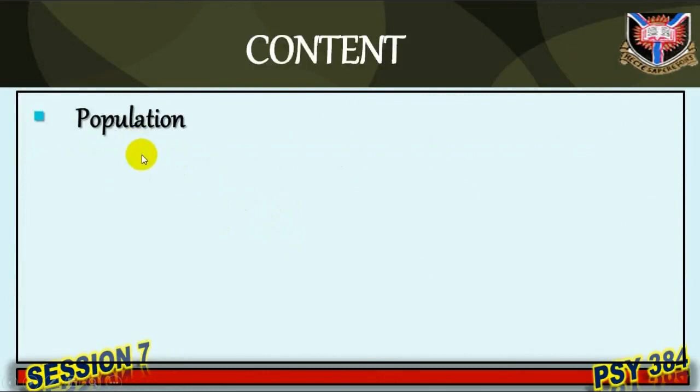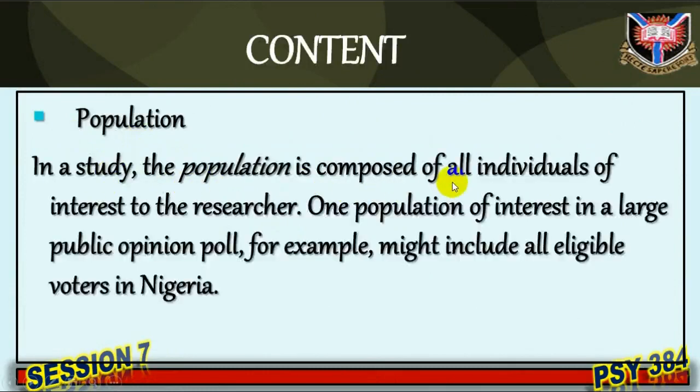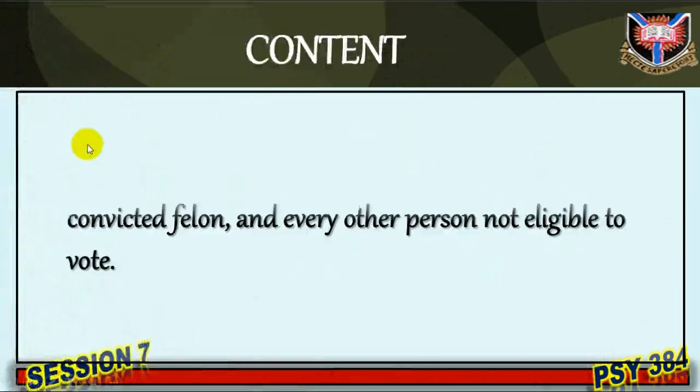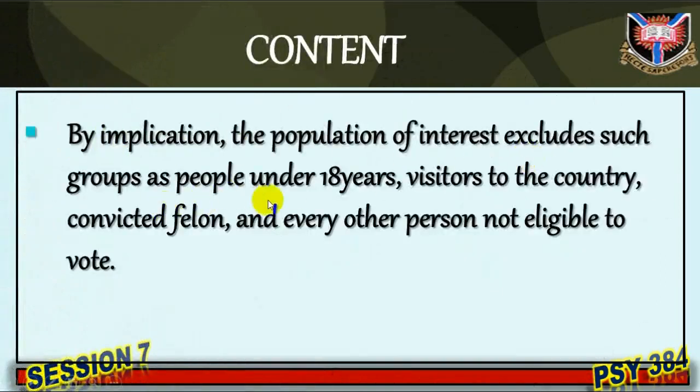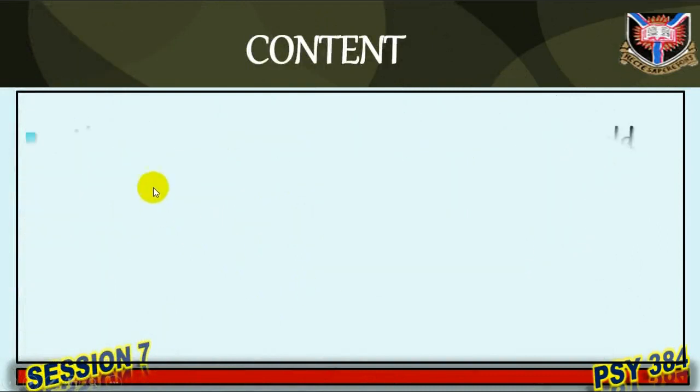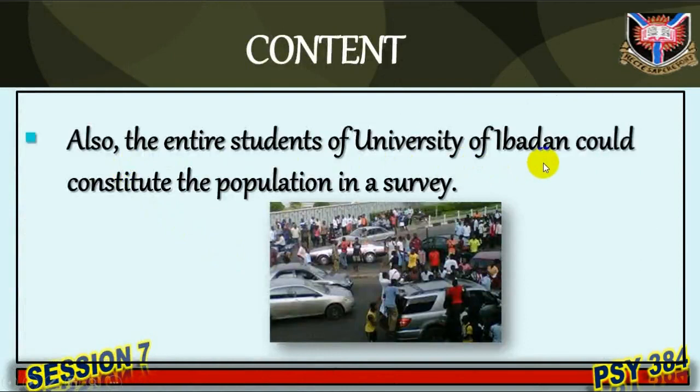Population. In a study, the population is composed of all individuals of interest to the researcher. One population of interest in a large public opinion poll, for example, might include all eligible voters in Nigeria. By implication, the population of interest excludes such groups as people under 18 years, visitors to the country, convicted felons, and every other person not eligible to vote. Also, the entire students of University of Ibadan could constitute the population in a survey.